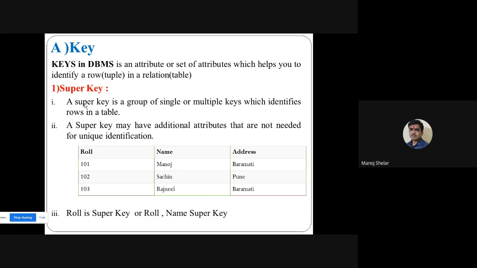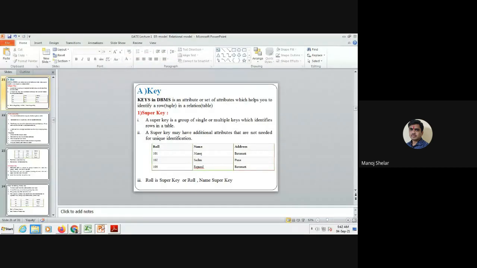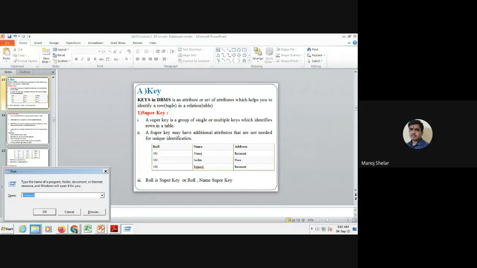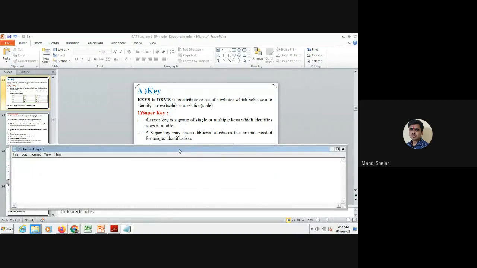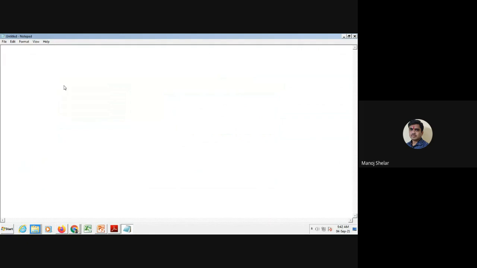Roll number is a super key, or roll number and name is a super key. We already discussed all keys in the lectures, because in a database the important part is the key. A simple example: suppose student is one entity, with roll number, name, address, and mark. These are some attributes of the student. In this example, suppose roll number is a key attribute. As per the requirements, one key attribute is available in any entity. So for a student, roll number is a key attribute.